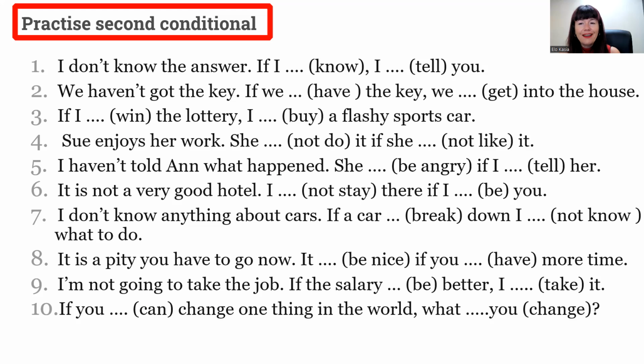So remember always past tense after if. Okay, and then would in the second part. I don't know anything about cars. If a car break down, I not know what to do. We had a similar sentence in the previous exercise. It is a pity you have to go now. It'd be nice if you have more time. I am not going to take the job. If the salary be better, I take it. And the last one, if you can change one thing in the world, what? Change.